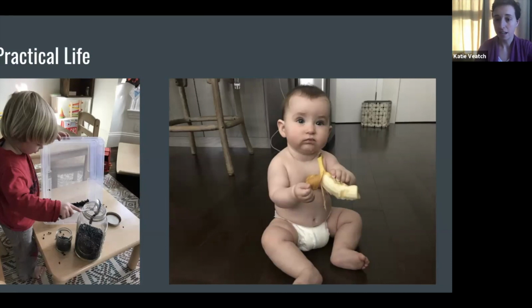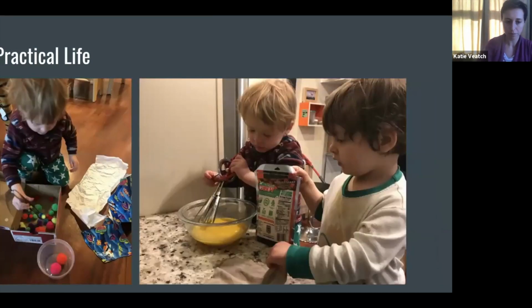I can provide that on a shelf maybe when Nora gets a little bigger, and then Nora can do the peeling without needing me to be there. So, setting up independence. So here's more practical life activities.